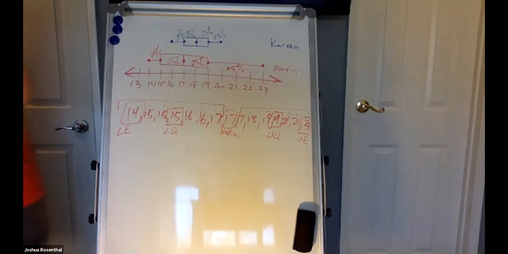The only time that Kareem is going to win is if he runs the second quartile and then Martin finishes in his third quartile, or Martin goes to his upper extreme, somewhere around that area. And then Kareem can run anything, and then he would win, but Martin can win about 50% of the time. Martin will beat Kareem.